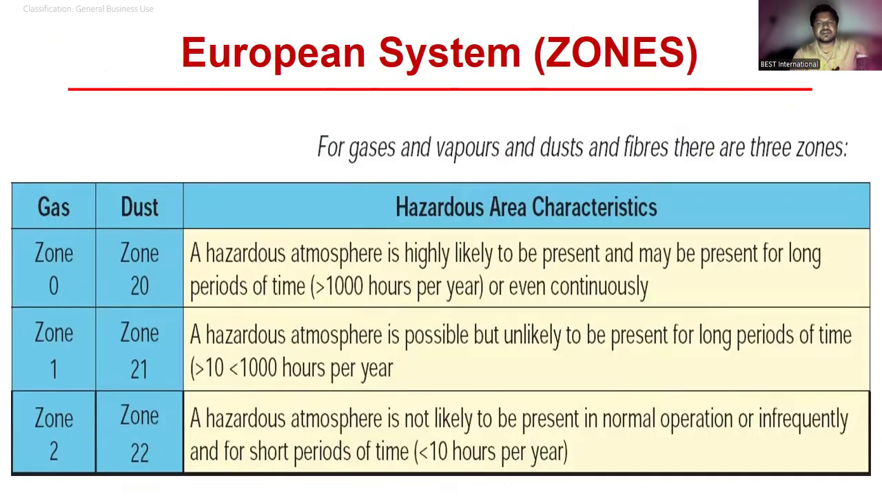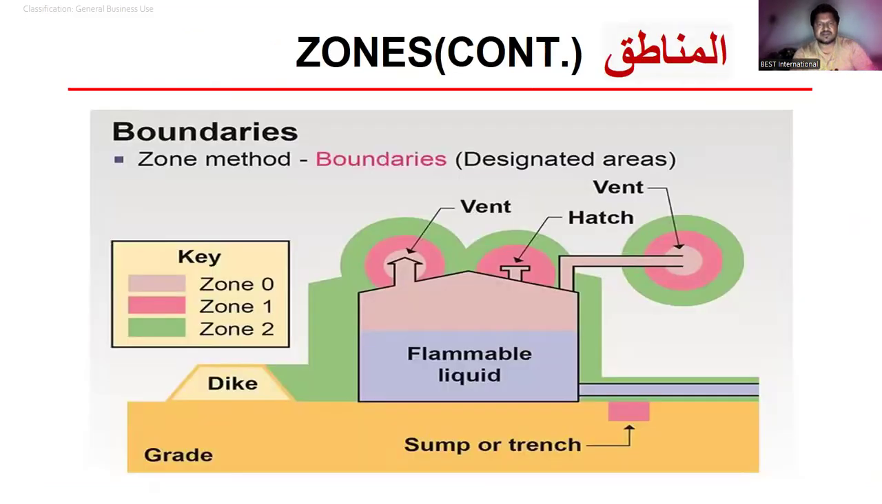So in the European system, remember for gas the zones are zone 0, zone 1 and zone 2, and for dust they are zone 20, 21 and 22. Now, hazardous area characteristics: a hazardous area is highly likely to be present and may be present for long periods of time, like more than 1000 hours. We already discussed 10 to 1000 hours per year is zone 1 or zone 21. Less than 10 hours per year is zone 2 or zone 22, related to gas or combustible dust.